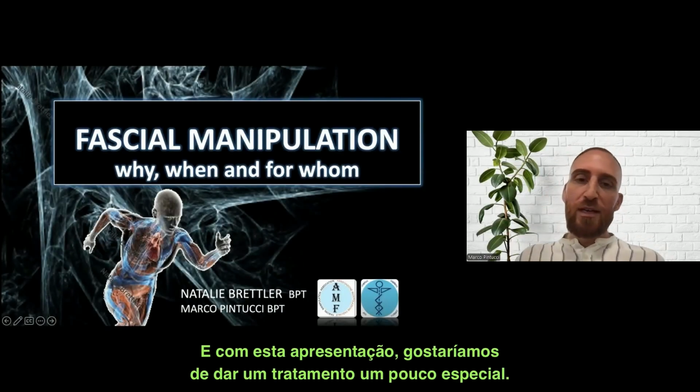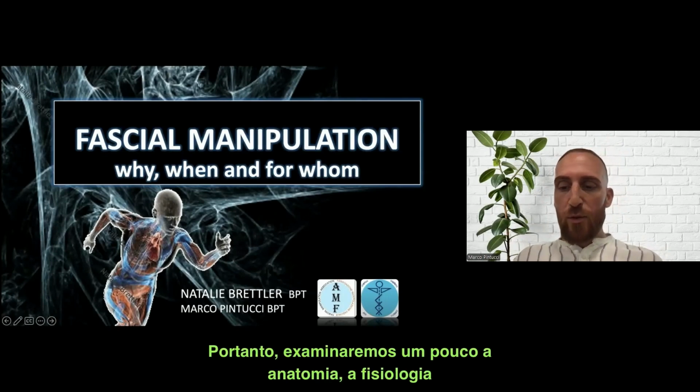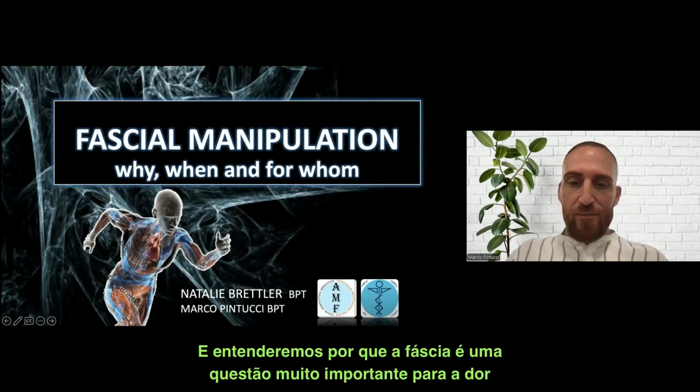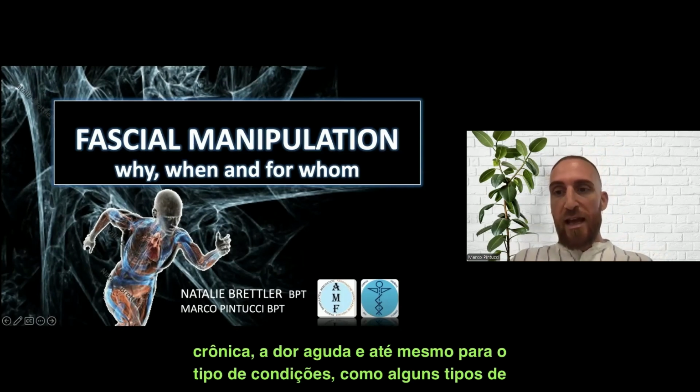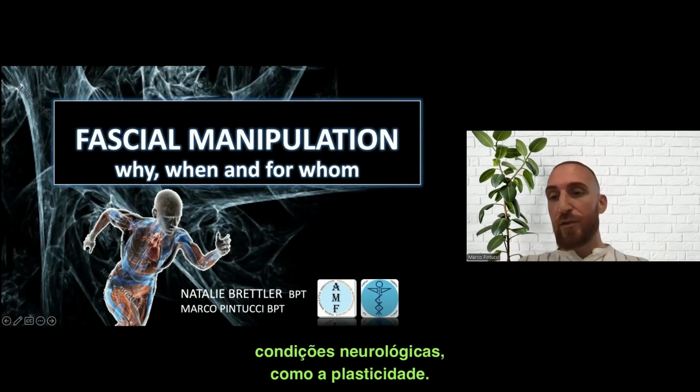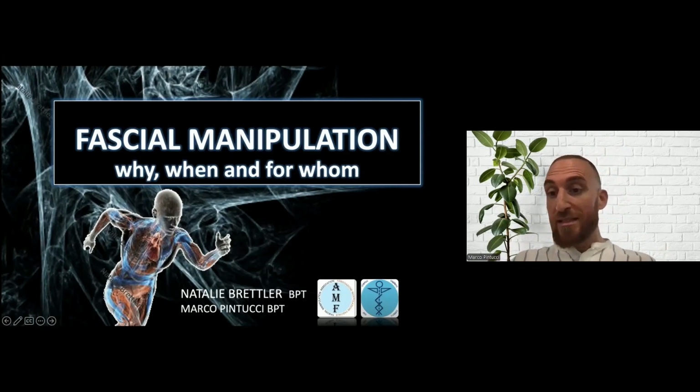Presentation, we would like to present a little bit the fascial treatment. So we will go through a little bit the anatomy, physiology, the innervation of the fascia, and we will understand why the fascia is a very important tissue for chronic pain, acute pain, and even for other types of conditions such as some kind of neurological conditions such as spasticity.